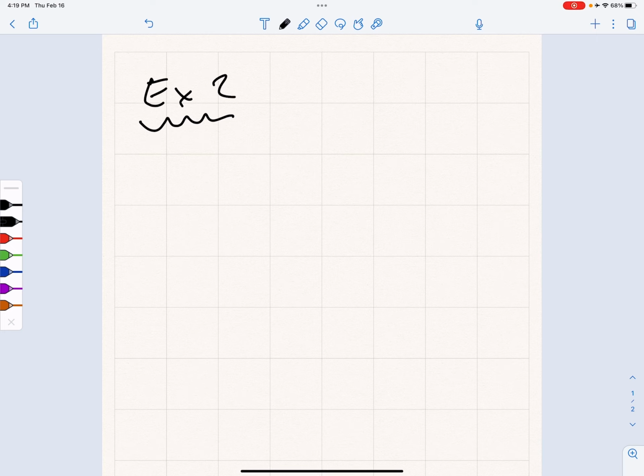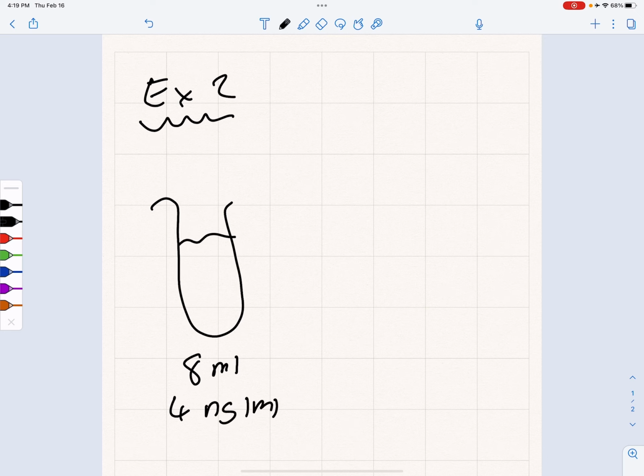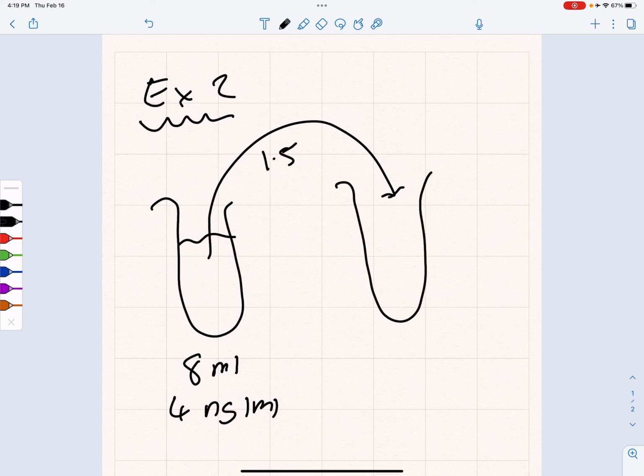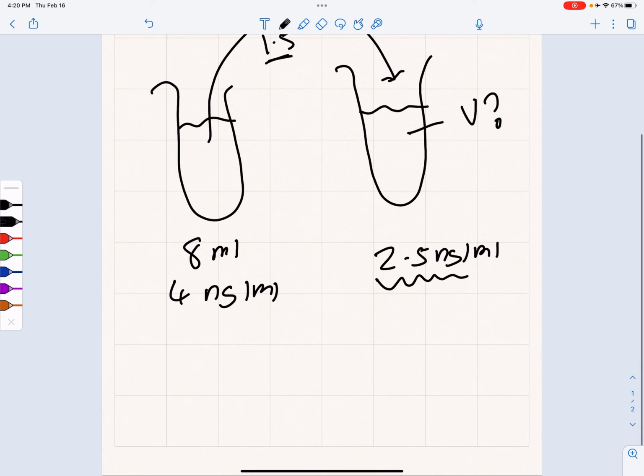So let's, for example, have a solution. We're going to have 8 milliliters, and we have the concentration of 4 nanograms per milliliter. We're going to take 1.5 milliliters out of this and put it into a new tube. So we want this new concentration to be 2.5 nanograms per milliliter. So what we need to know is what is the final volume. So we're going to have a final volume which will take the 1.5, add some volume of dilutant, and will give us the concentration that we're looking for, which is 2.5 nanograms per milliliter.